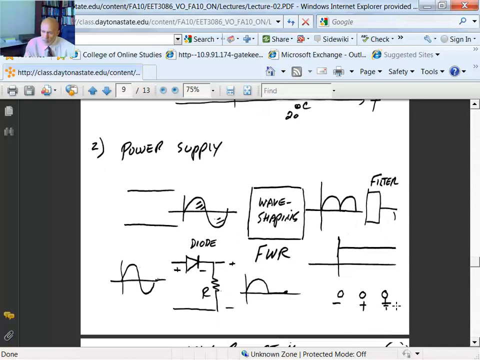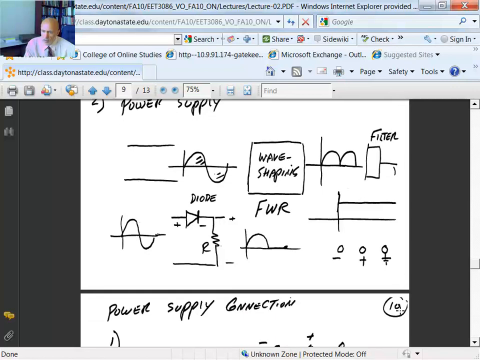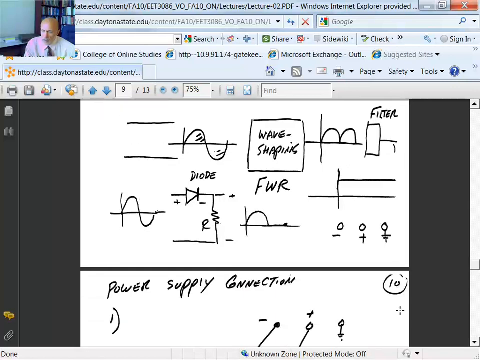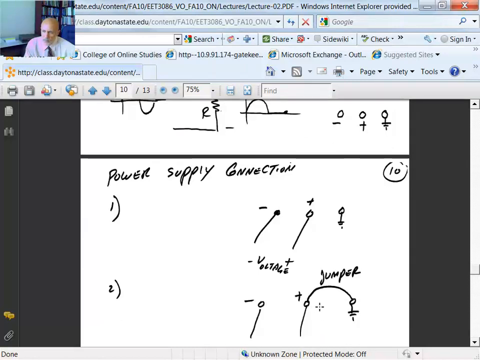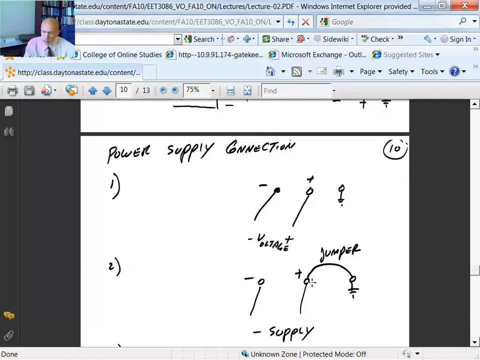Now, on power supplies, you normally have 3 terminals, minus, plus, and the ground, and you can make 3 different connections. If you require only a plus or minus with no ground, then definitely use the plus or minus terminals to give you a plus or minus voltage. If you put a jumper from positive to the ground, and then take this 2 lead to use it as a source, that gives you a negative supply with respect to the ground.